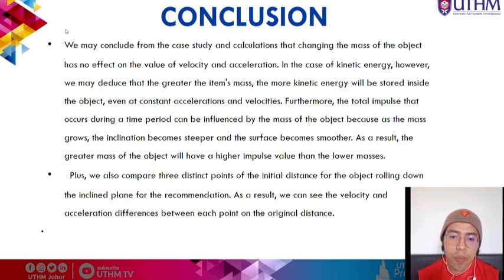Plus, we also compare three discrete points, where the discrete point is the object rolling down the inclined plane. As a result, we can see the velocity and the acceleration differences between each point relative to the original distance.